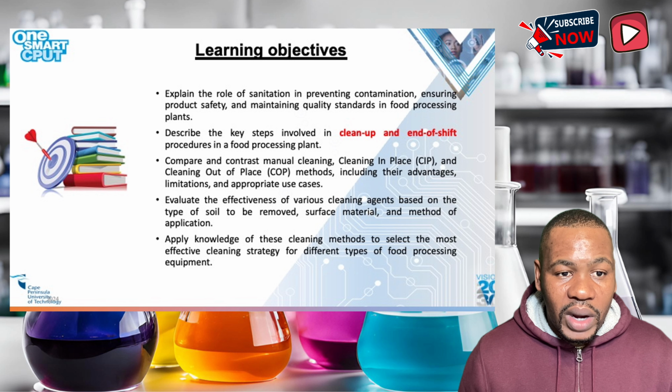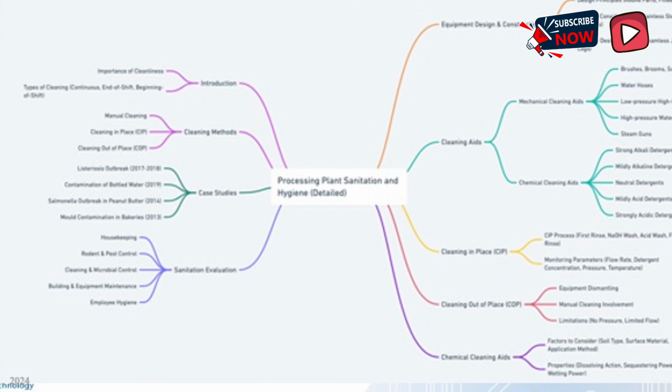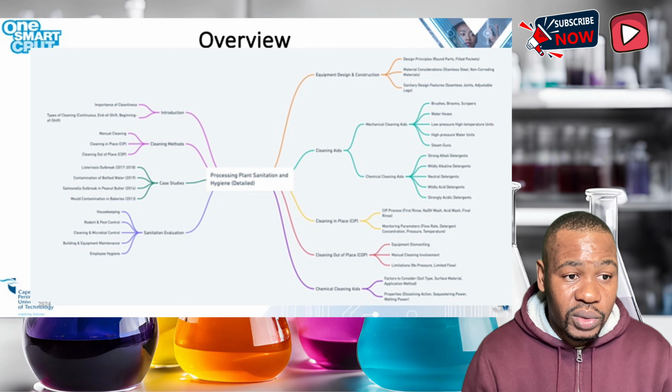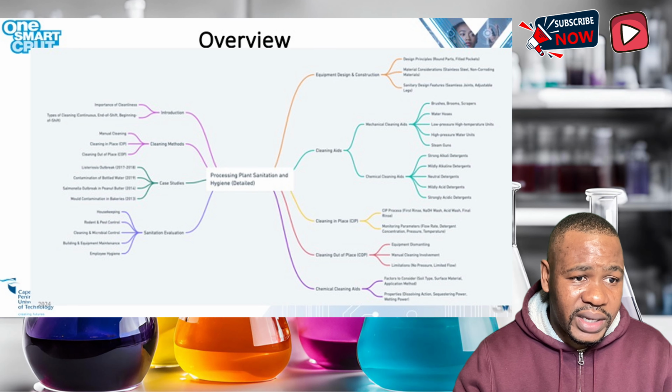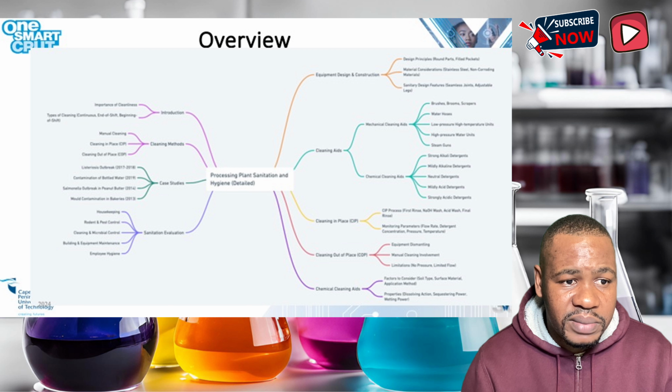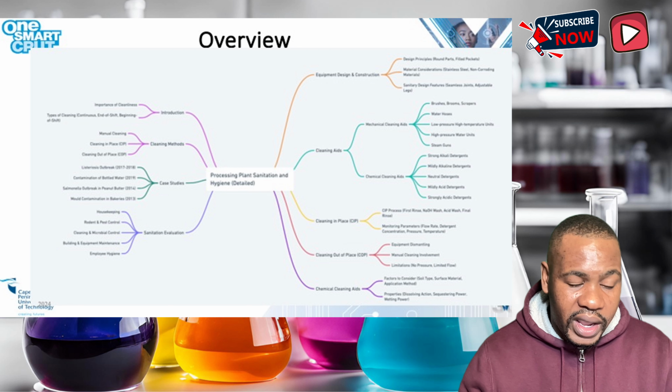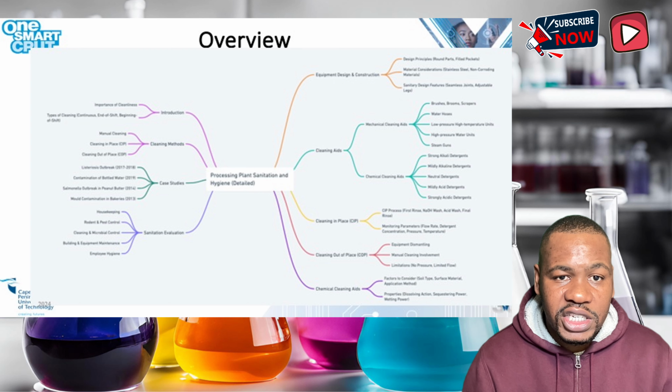So what's the overview like for this chapter? We are going to look at an introduction, we're going to look at cleaning methods, but what I want to do is today not follow the normal way where we do things, but I want us to start with case studies. I want us to look at the listeriosis outbreak. I want us to look at the contamination of bottled water. And then I also want us to look at some of the salmonella outbreaks in peanut butter and so on and so forth. And then we're going to have short videos where we're going to look at sanitation evaluation.